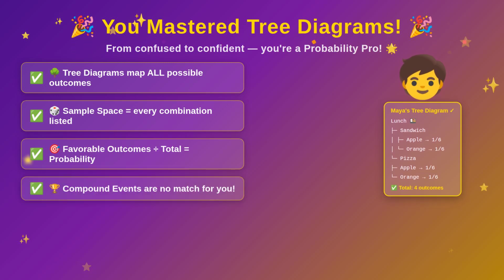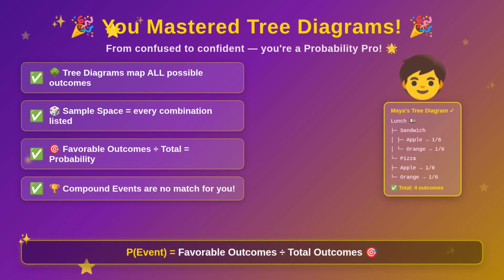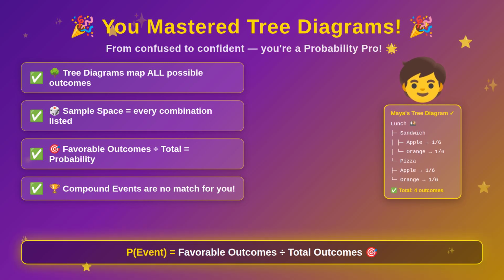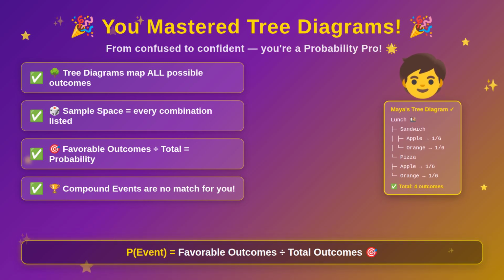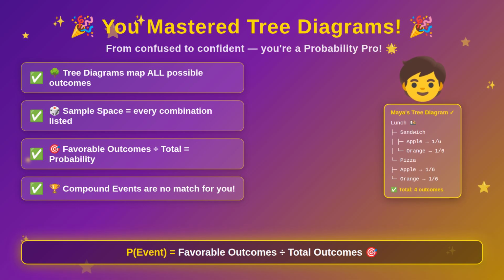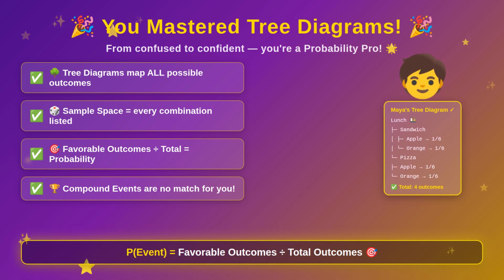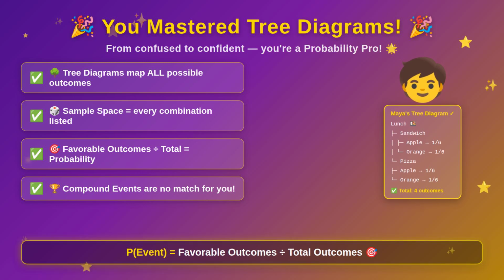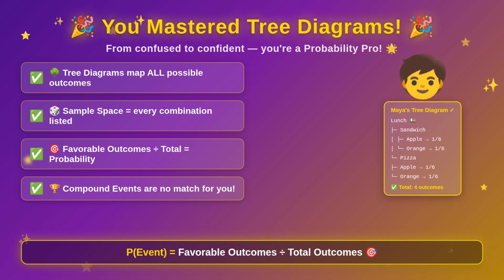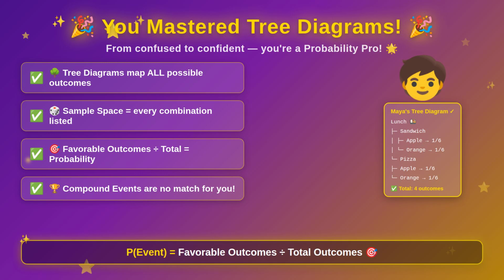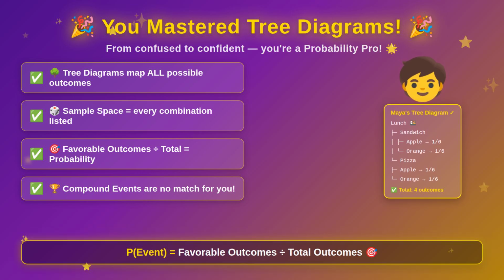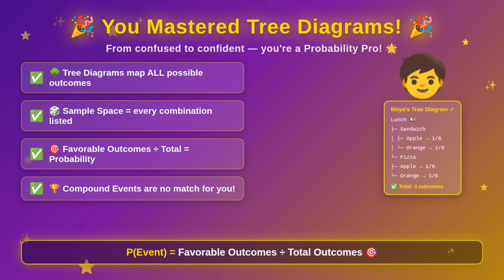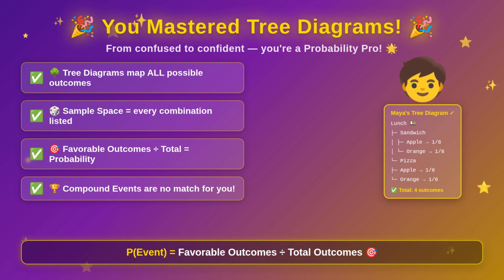Look how far you've come. Remember when Maya was staring at her lunch tray wondering about all her choices? Now she and you can map out every possible outcome with a tree diagram and calculate the exact probability in seconds. Compound events, sample spaces, favorable outcomes, you've got the whole toolkit. Keep practicing with coins, spinners, and whatever you can think of. You're a probability pro now.